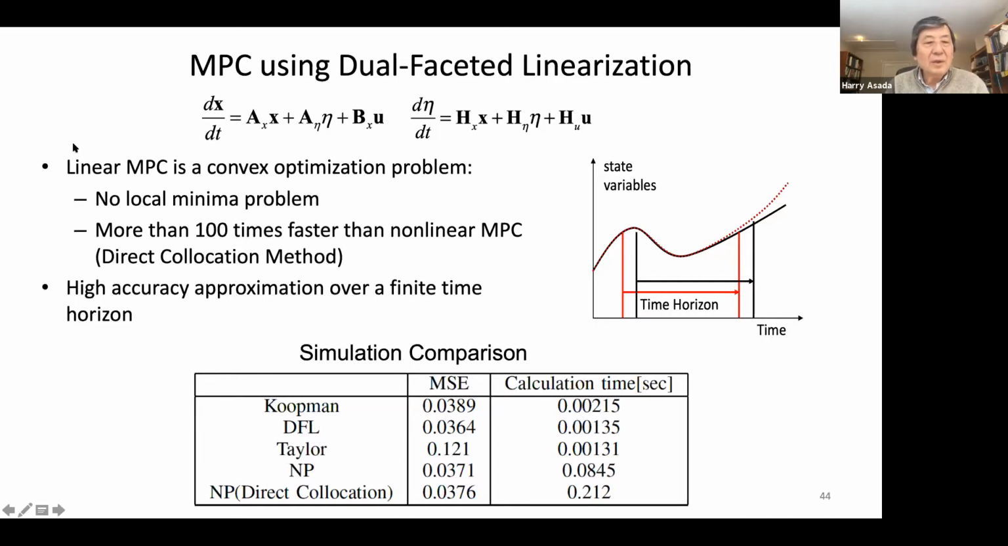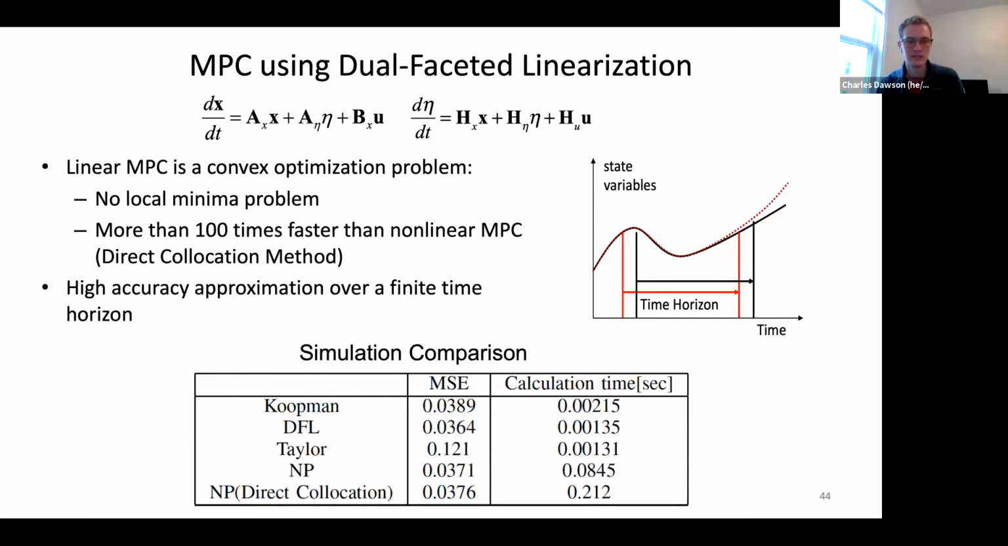So linear MPC is a convex optimization problem, no local minimum, and in our computation, more than 100 times faster. It's not just a few times, 100 times faster computation compared to nonlinear MPC. So, yeah, go ahead.